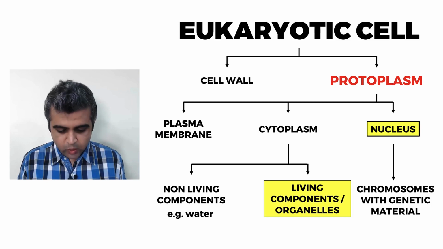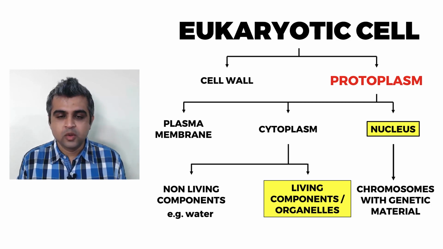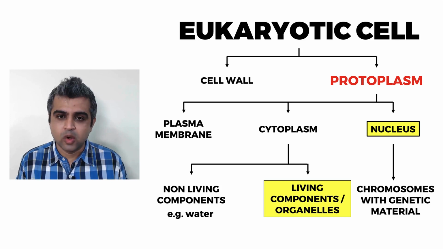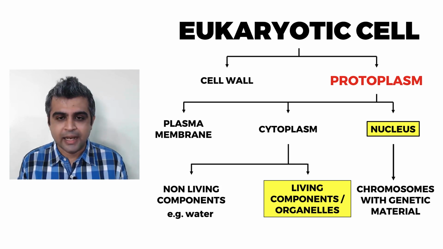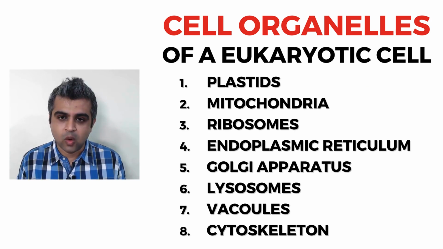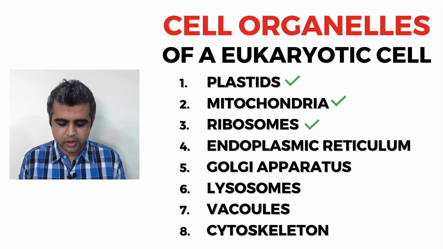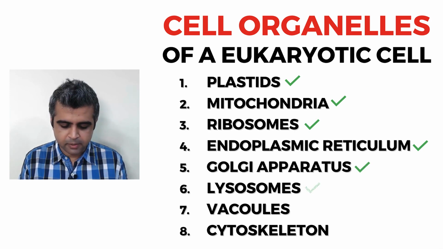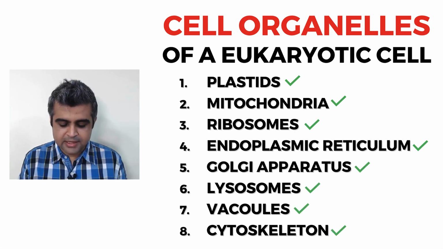So, as far as a eukaryotic cell is concerned, we know that some eukaryotic cells like plants and fungi are going to have a cell wall, and inside the cell wall is the living material called protoplasm. Protoplasm is further classified into the nucleus, the cytoplasm with the cell organelles and the plasma membrane. We finished the nucleus long back. We have finished all these organelles which include plastids, mitochondria, ribosomes, endoplasmic reticulum, Golgi apparatus, lysosomes, vacuoles and cytoskeleton.